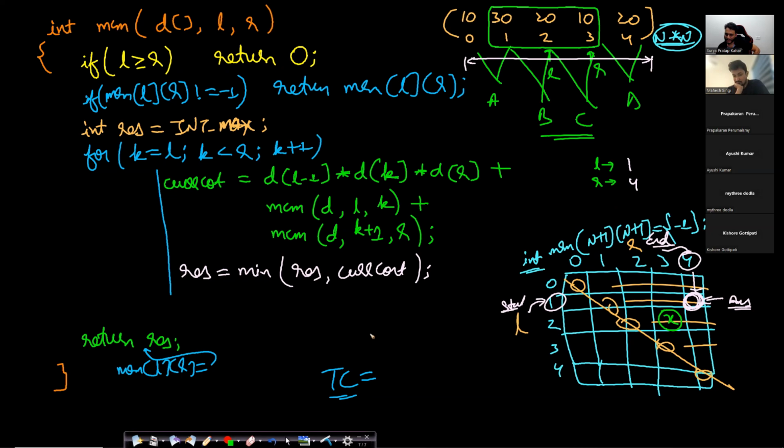What is the time complexity? Time complexity O of n. This matrix is n square size. N square is the size of the matrix, but for each cell you are trying out all possible partition points using a for loop. And this size can also be N. So it's n cube.